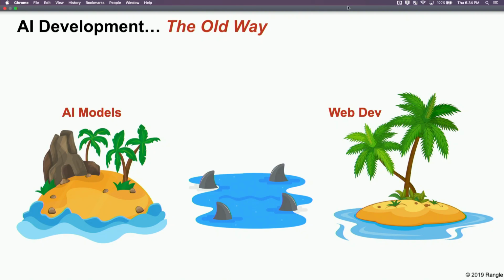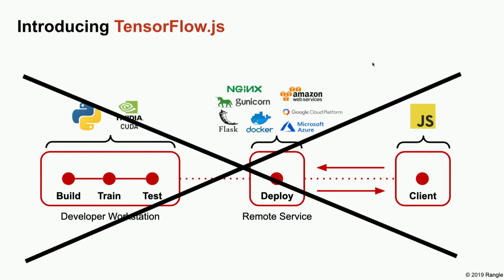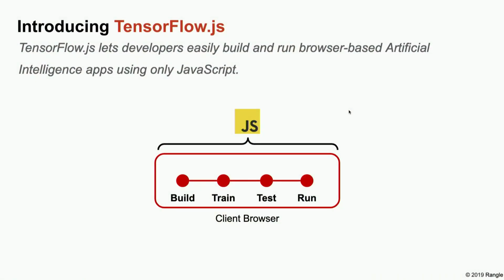So fortunately, in roughly 2017, there was an internal project called Deeplearn.js at Google, and that merged with their main TensorFlow team to create TensorFlow.js. So TensorFlow.js scraps basically that old way of doing things, and it gives you the ability to build, train, test, and deploy your model entirely within a web browser on the client side and using only a single language, which is JavaScript.